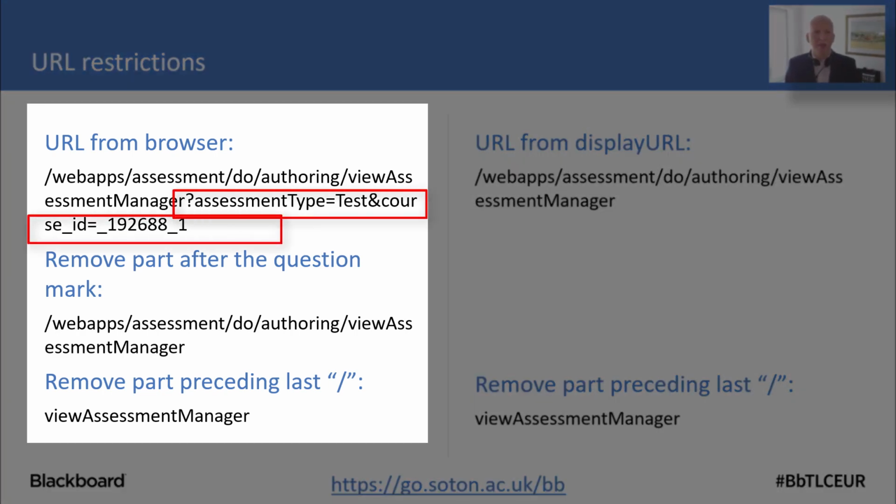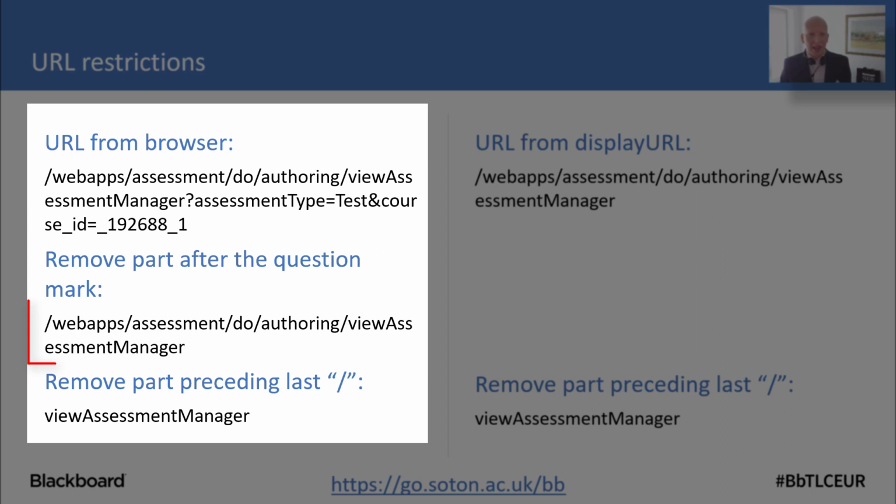If there's a question mark, so for example, looking at the left, the first URL, on the second line of that example, there's question mark, assessment type equals test, and course ID equals, and then a set of numbers. You want to remove everything after the question mark, including the question mark, and then you reach the point that you see on the second line, and it ends with View Assessment Manager. So then identify the last / and remove everything before it, including that /. So you've got View Assessment Manager.